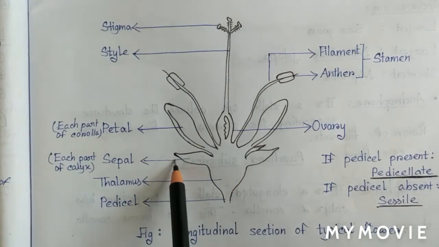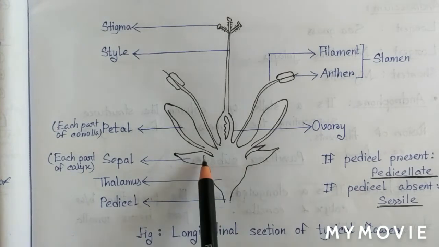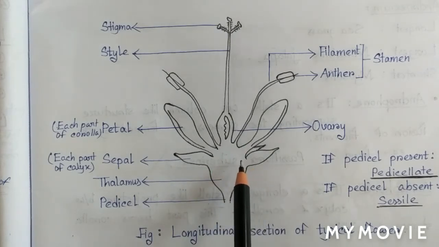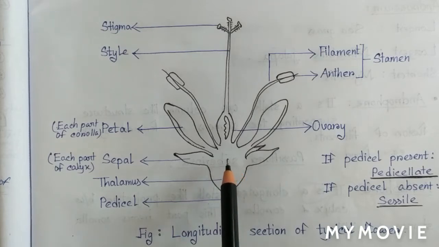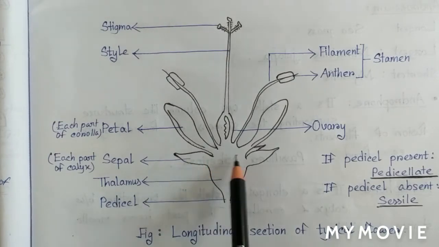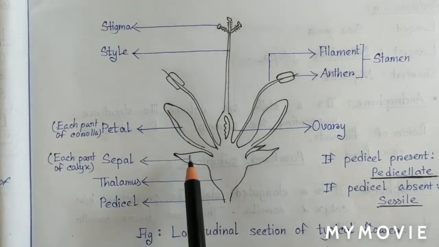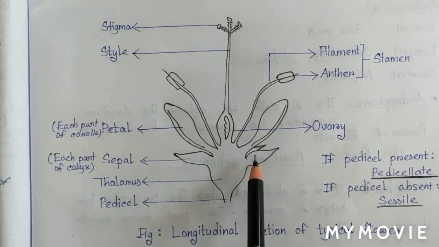Then we come to calyx. Each part of calyx is known as sepal. These are sepals. Here we found only 2, but generally in plants 5 or 7 sepals are present. If sepals are separated like this, then it is known as polysepalous. Poly means many, sepalous, or polysepalous. Example is rose. We find polysepalous calyx in rose.